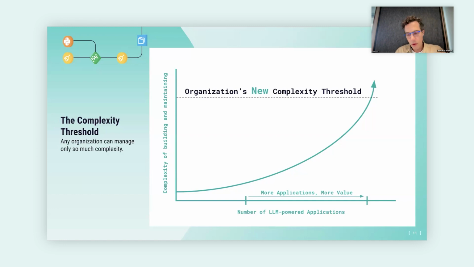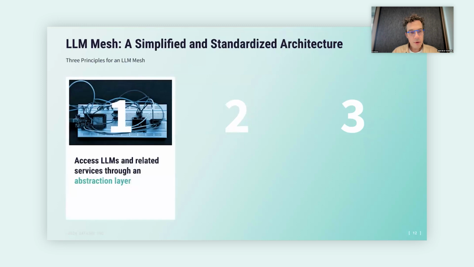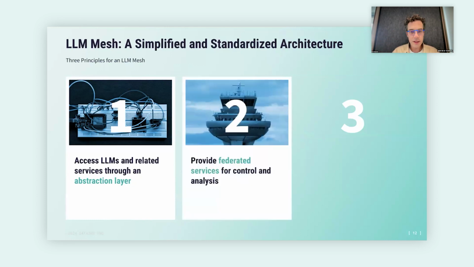Well, I led in with this, right? The answer from Dataiku is going to be the LLM mesh. It's a simplified and standardized architecture for building LLM-powered applications in the enterprise. There's three principles. The first principle of an LLM mesh is to create an abstraction layer through which you're going to access all of the different services, the LLM services, but also the retrieval services, the tools, everything, right? We need an abstraction layer. You shouldn't be building the connection into the logic of the application itself.